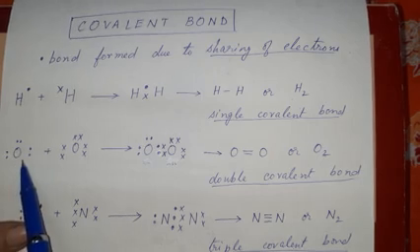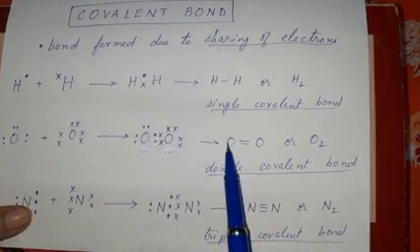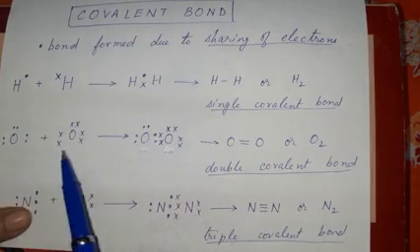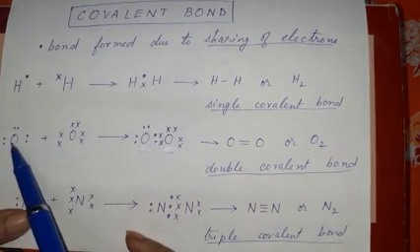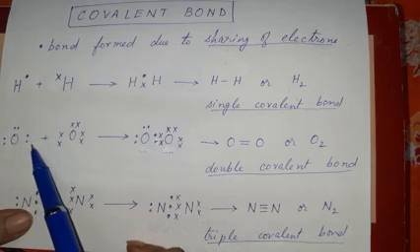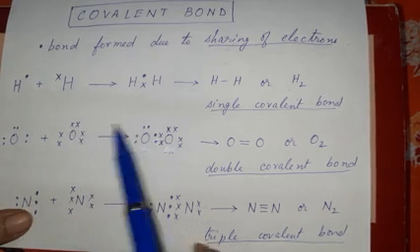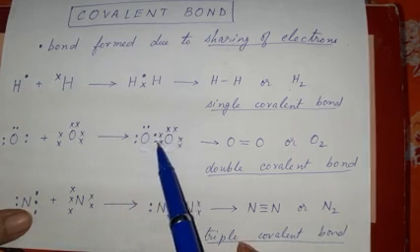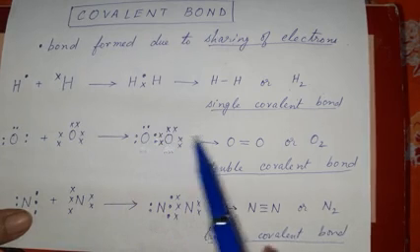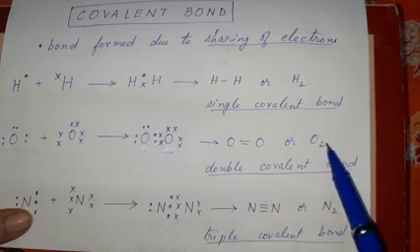Now oxygen has a double covalent bond, because oxygen here has 6 electrons in the outermost orbit. Both of them share the electrons. There are 2 pairs of shared electrons and it forms a double covalent bond, O2.